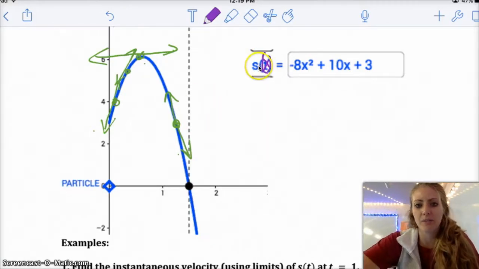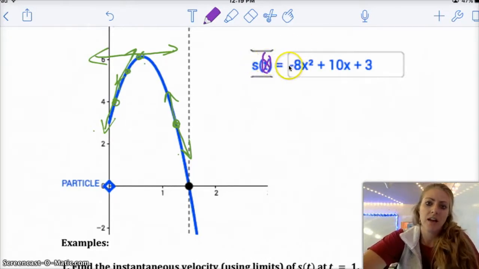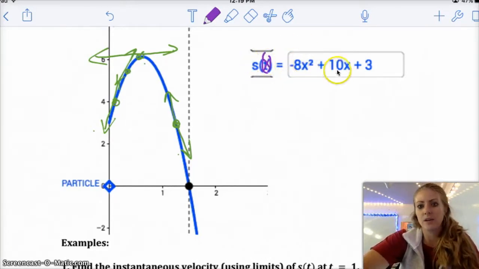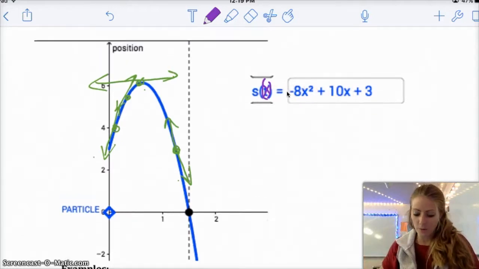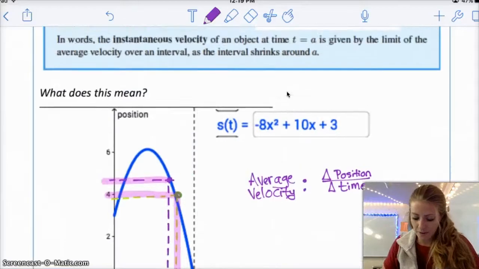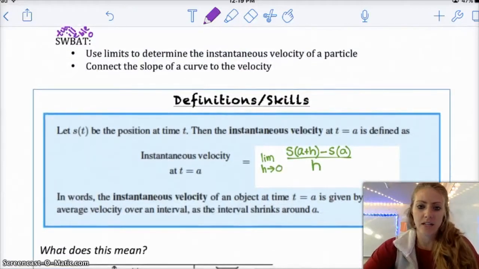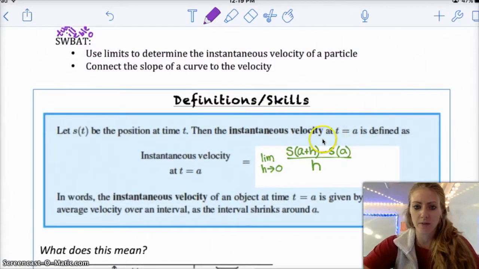And then we're good too, right? But it should be a function of whatever this thing is. So let's call it s of x. It's negative 8x squared plus 10x plus 3. So this is the function that we're working with, and we want to use that definition of instantaneous velocity that we have up here. So that's where I grabbed that formula from.